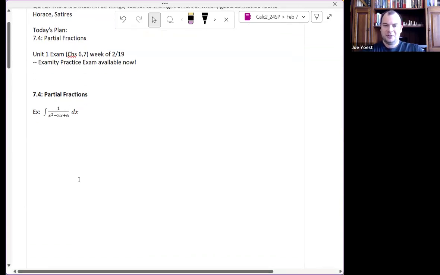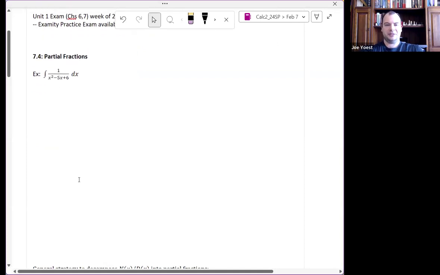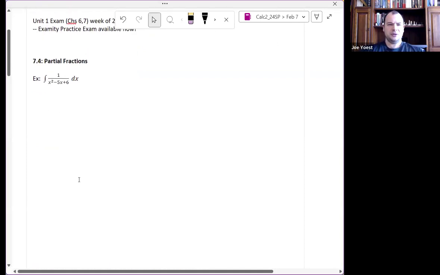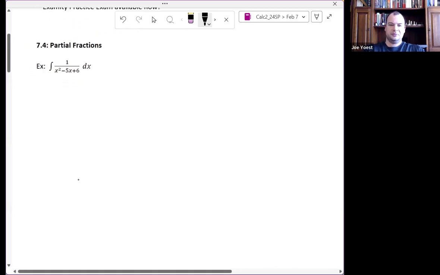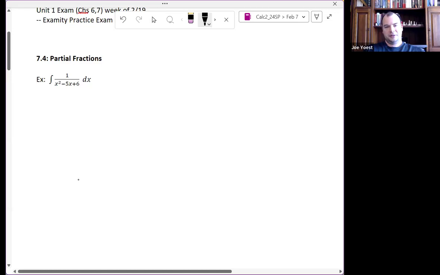All right, so partial fractions. Let's do an introductory problem, and then we'll take a look at the strategy of the integration technique, partial fractions. So let me zoom this in a little bit. There we go. I have this integral that I want to do here, the integral of 1 over x squared minus 5x plus 6. I'm integrating a rational expression.